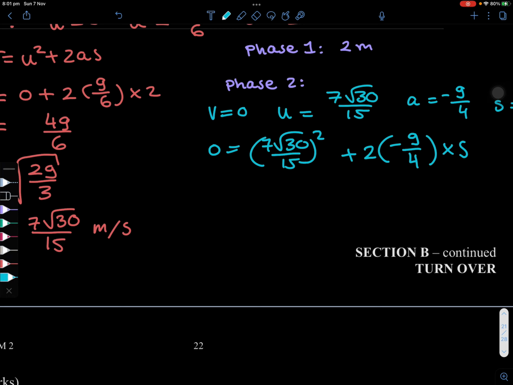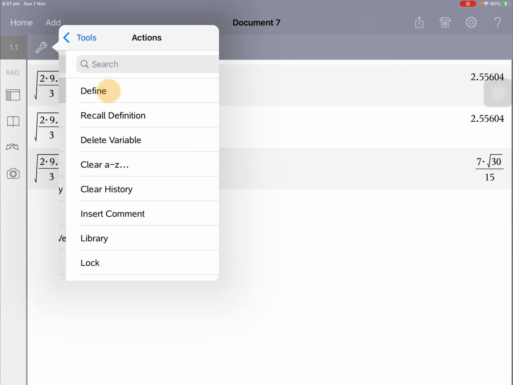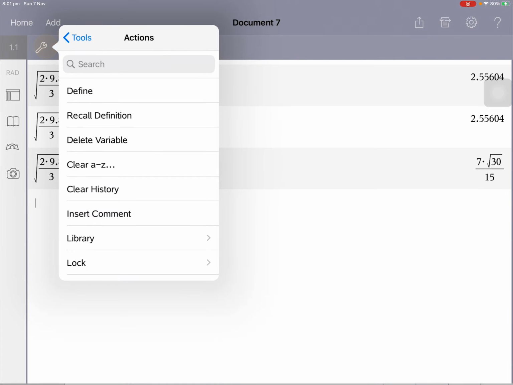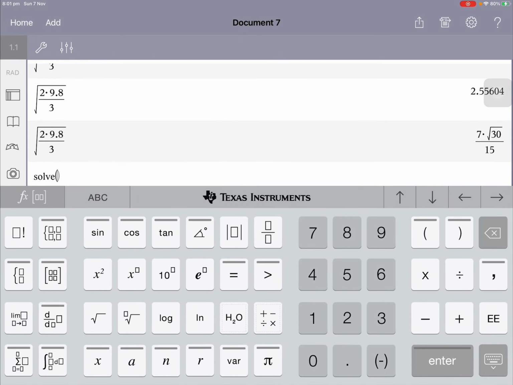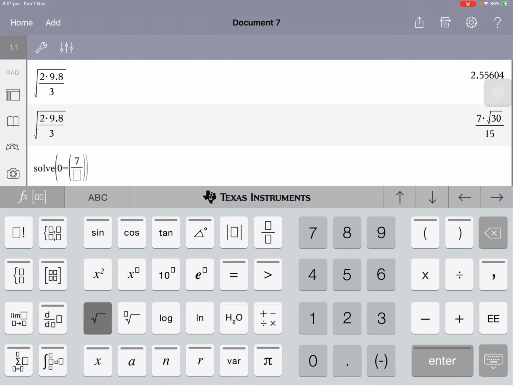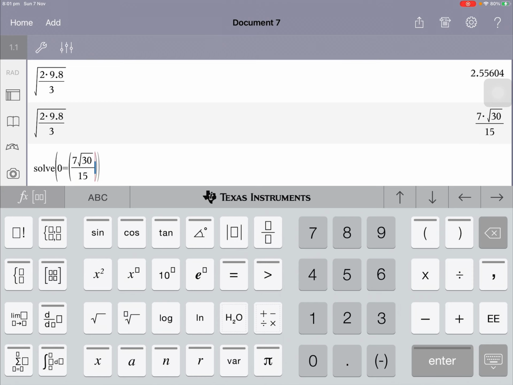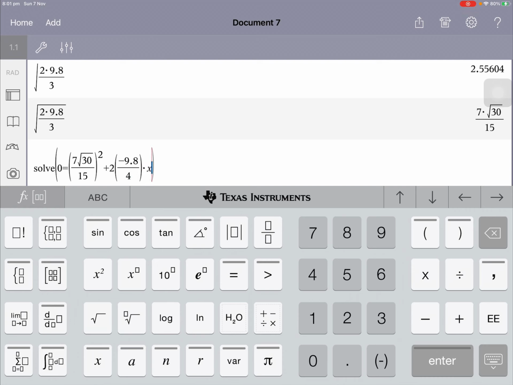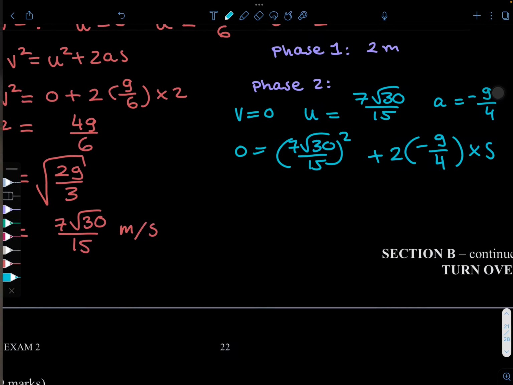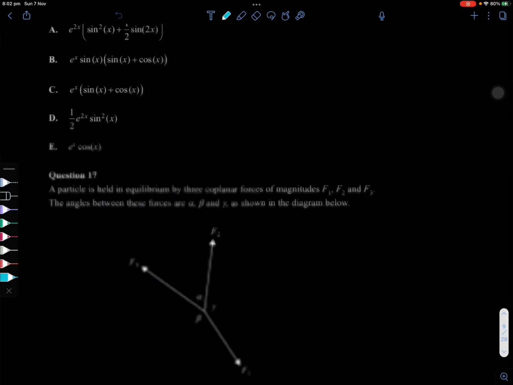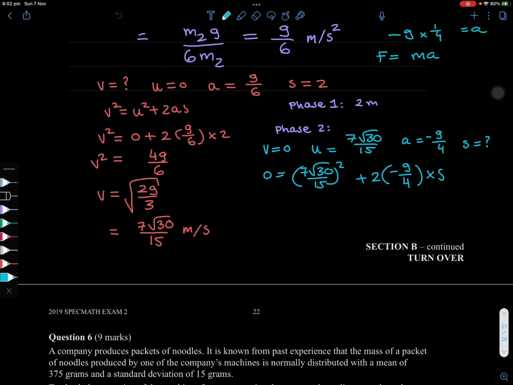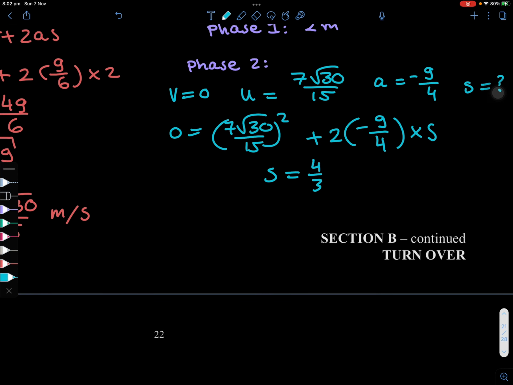So for this, I'm definitely going to use the CAS just so I don't make any mistakes. And yeah, hopefully it turns out right. Okay, so let's go actions, then define. Let's go here. All right, then we go 0 is equal to bracket root 7 15. Type this in. This is a bit of a tedious process. You'll probably be able to type this faster on an actual calculator. G, let's use negative 9.8 obviously. And then we go on 4 times s, or we can just use x, and we get 4 on 3, okay? That yields us s is equal to 4 on 3, okay?